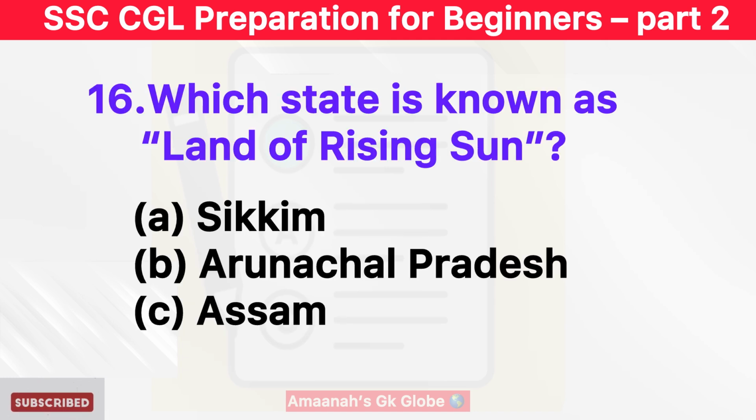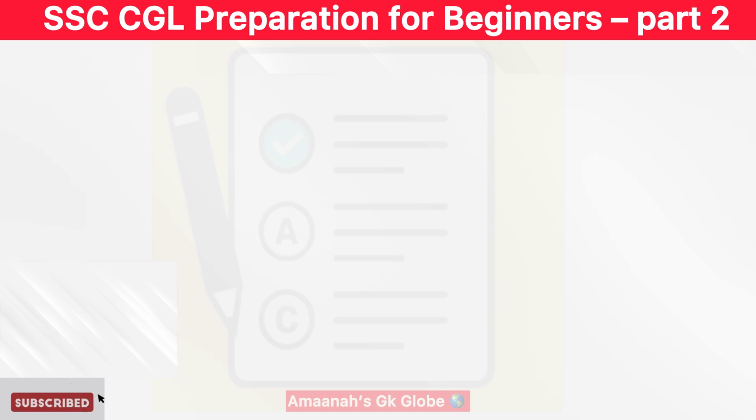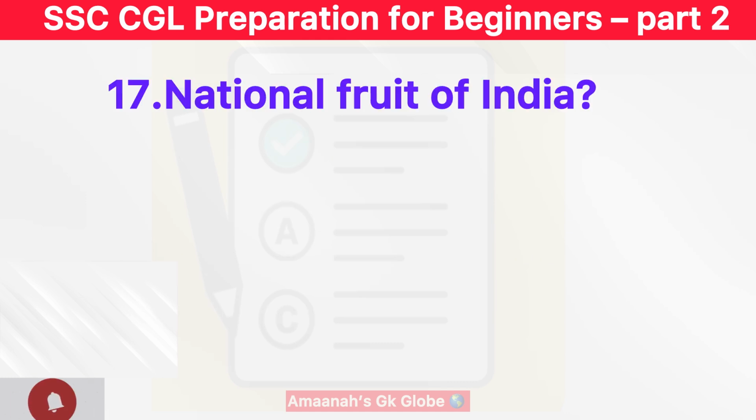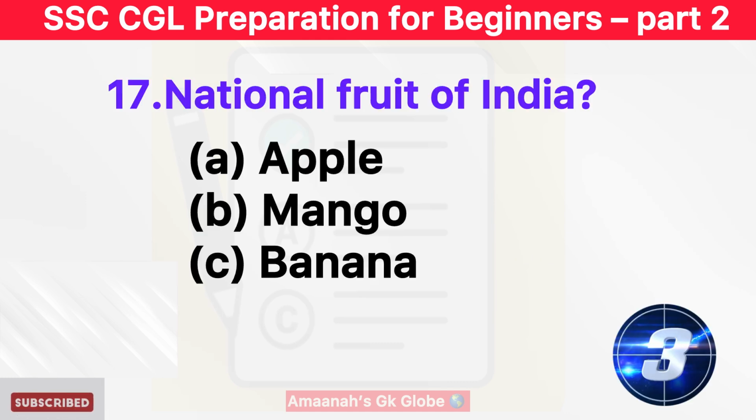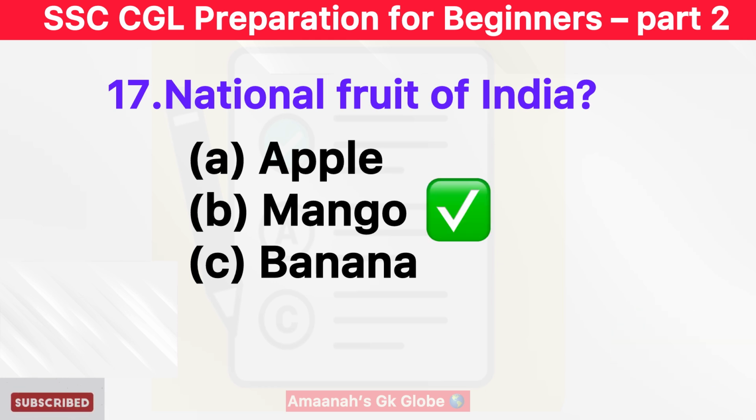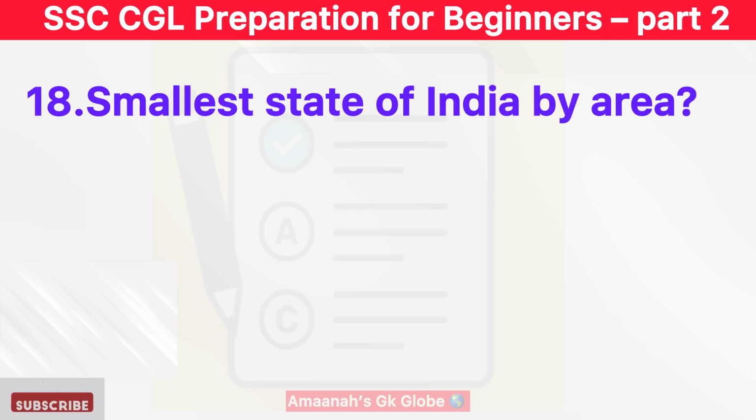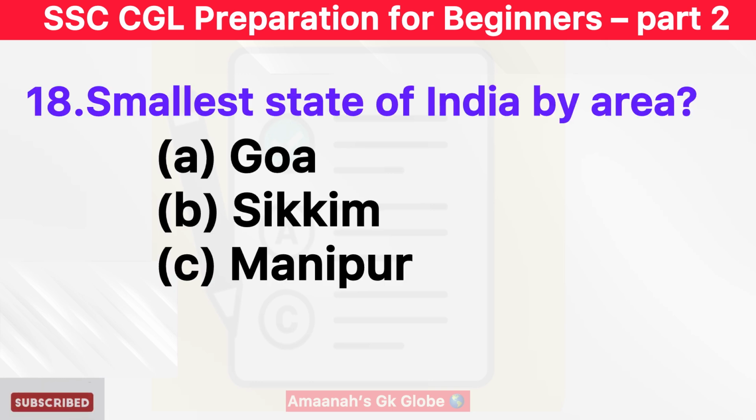Question number 16. Which state is known as Land of Rising Sun? The correct answer is option B, Arunachal Pradesh. Next question is, national fruit of India is? Option B, mango. Next question is, smallest state of India by area is? Option A, Goa.